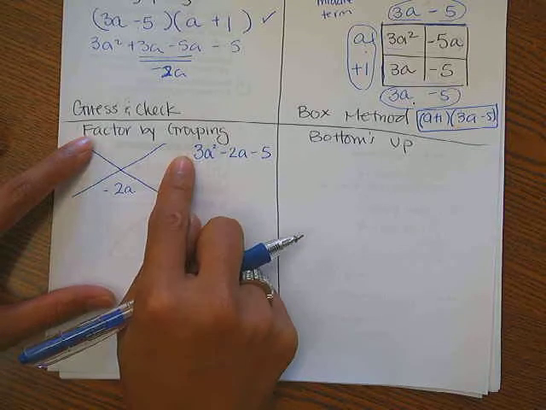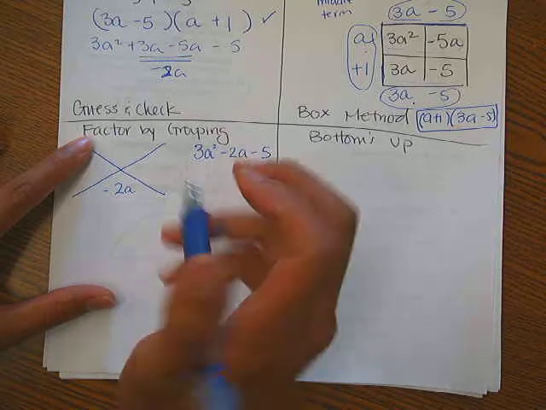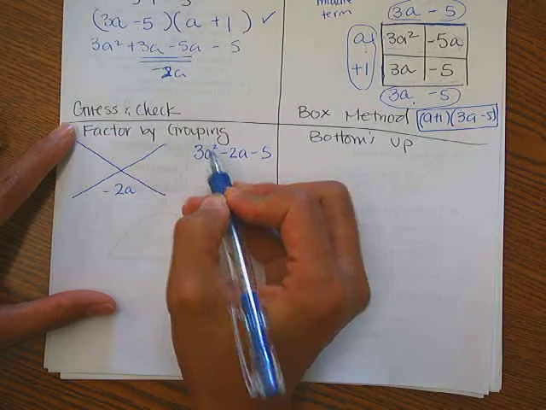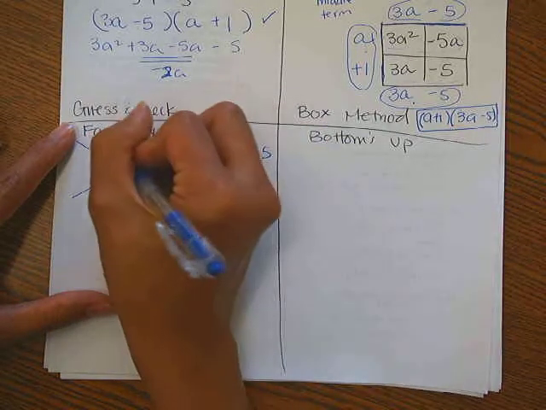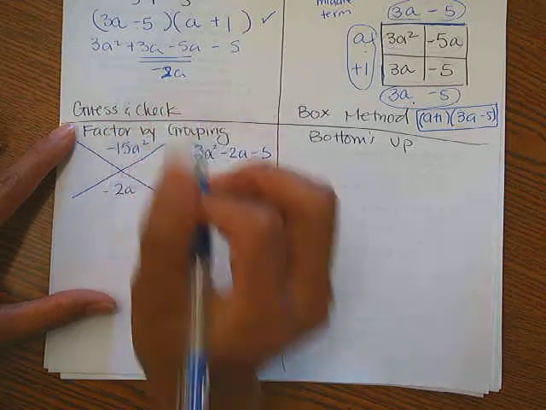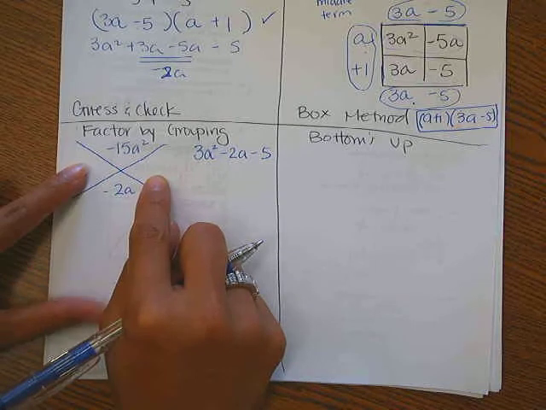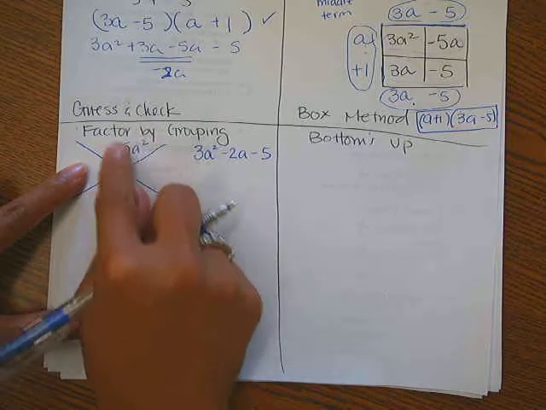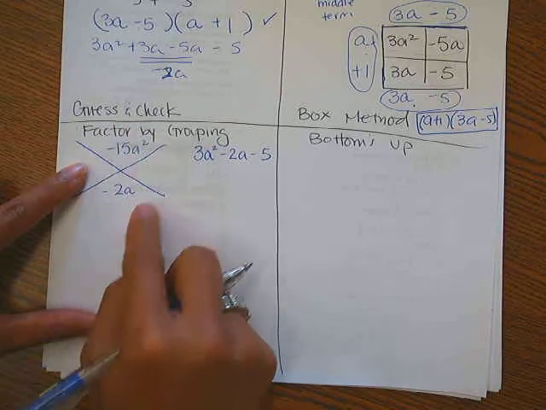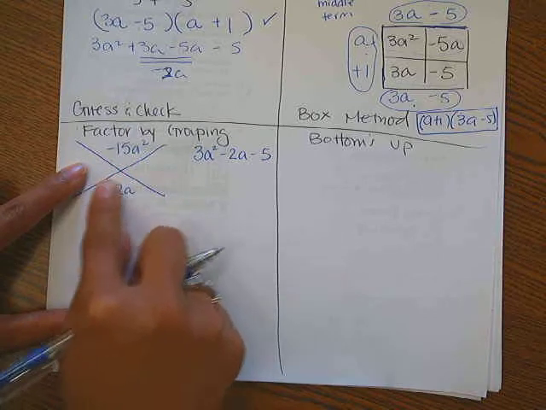The product of the first and the last terms, right? So that's 3a squared times negative 5. That's a negative 15a squared. We're going to find two terms. When I multiply, it gives me the top, and when I add, it gives me the middle.